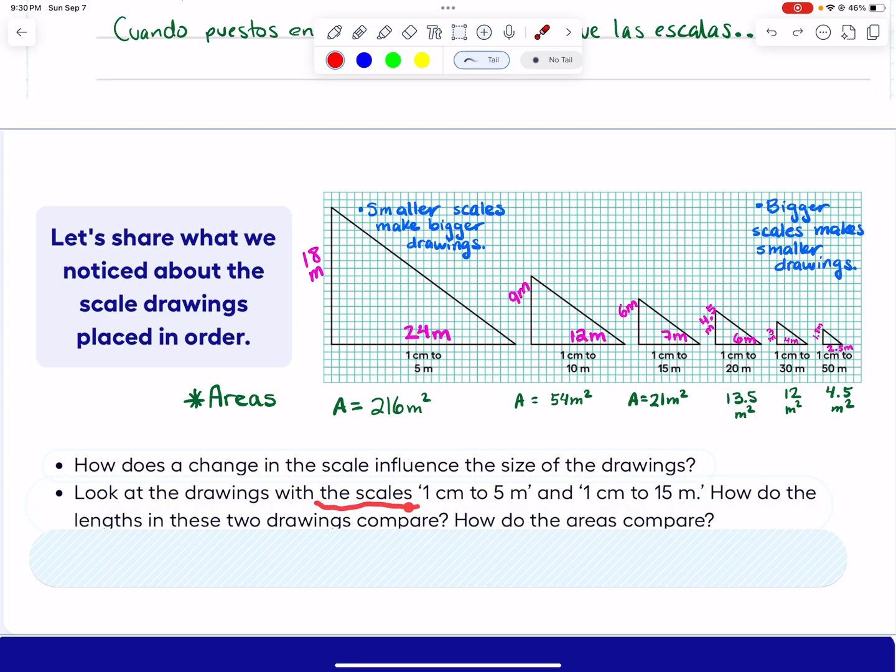Look at the drawing with the scale 1 centimeter to 5 meters and the 1 centimeter to 15, these two. How do the lengths in these two drawings compare? You could see that this is times 3. 6 times 3 is 18, and 8 times 3 is 24. This one's 3 times bigger than the 15 one. That makes sense because 5 times 3 is 15, so it's 3 times bigger.